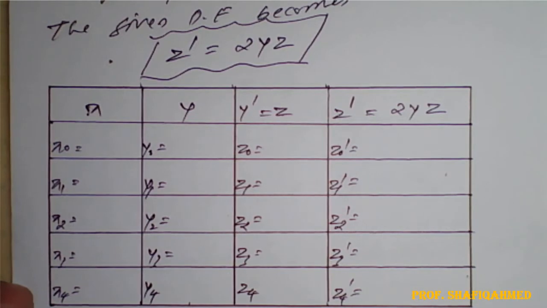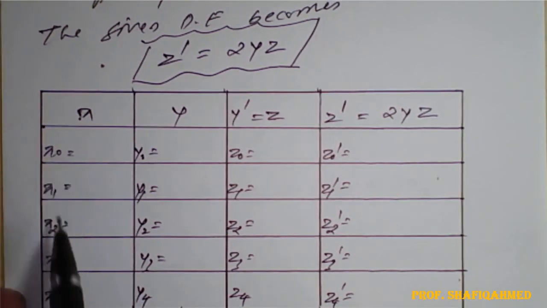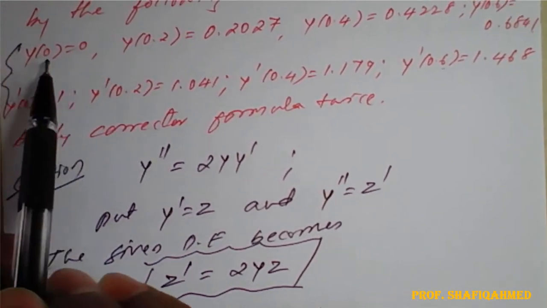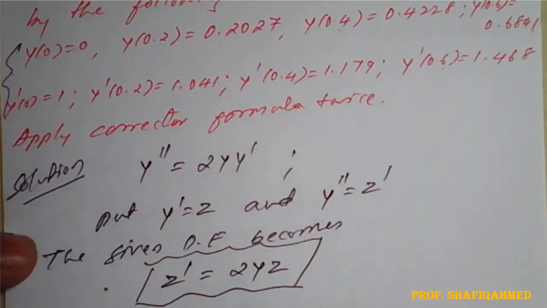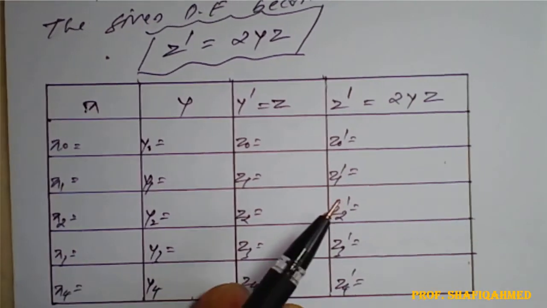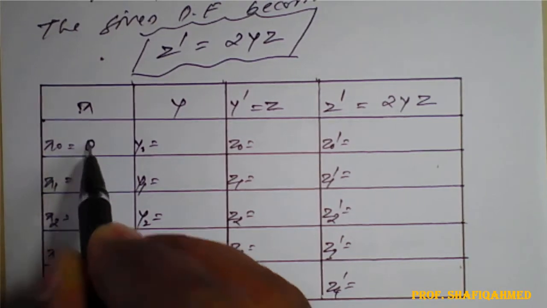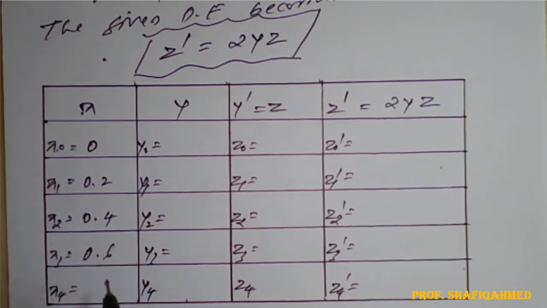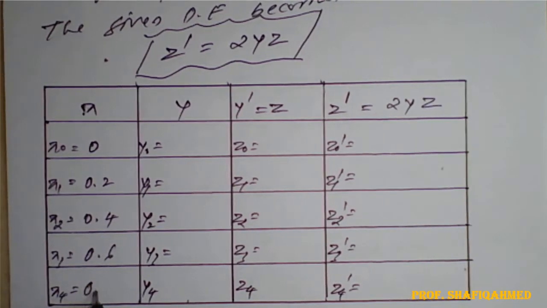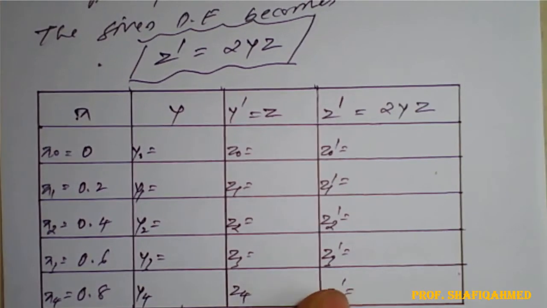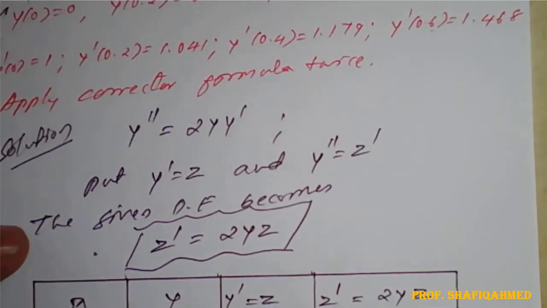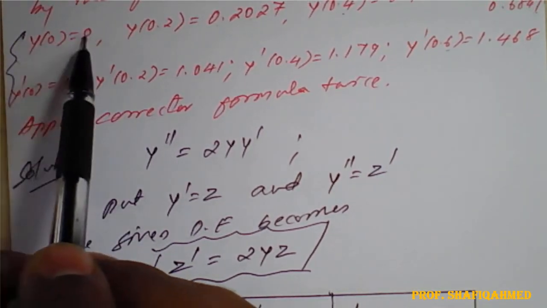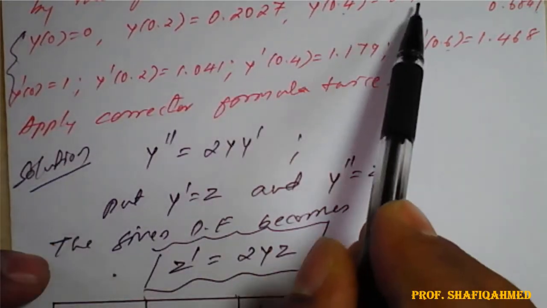So these are the values from the table. x0 to x3 are given; you can see here the values of x0 to x4, that is 0, 0.2, 0.4 and 0.6. Also we need to calculate y of 0.8, for which they have given the value of x. Now with respect to the y values: y of 0 equal to 0 means this is the y0 value, then y1, y2, y3.